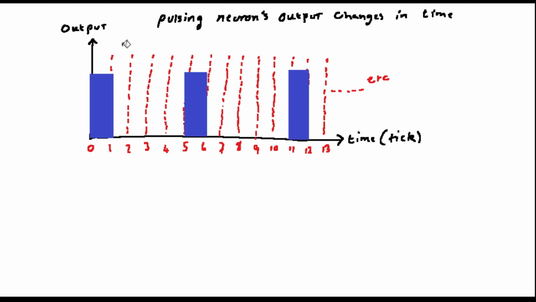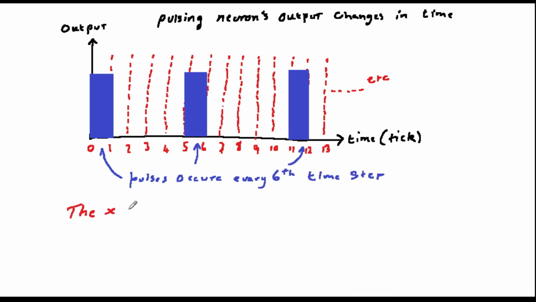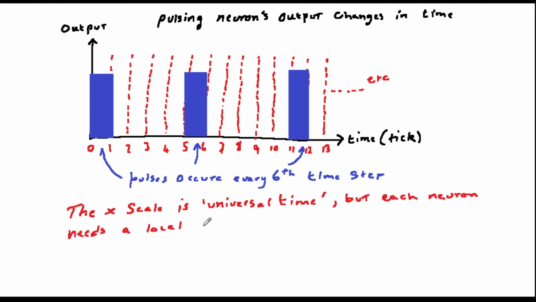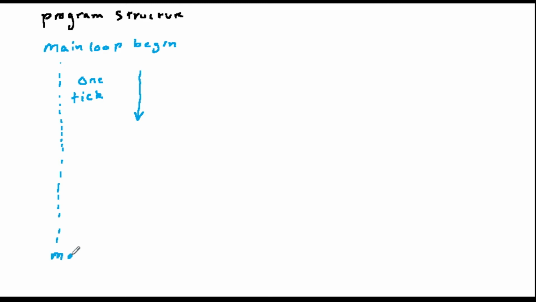The diagram on the screen now illustrates this for a pulse frequency modulated unit. In this case, the neuron's activity means that it is re-triggering every 6th clock pulse. So obviously we need some way of keeping count of what's happening. There are actually many ways of doing this, but probably the easiest way is to use a main or universal loop as a single universal clock tick, as shown in the diagram.